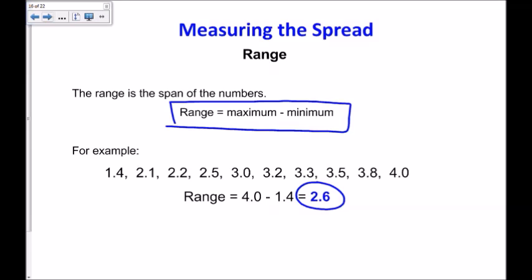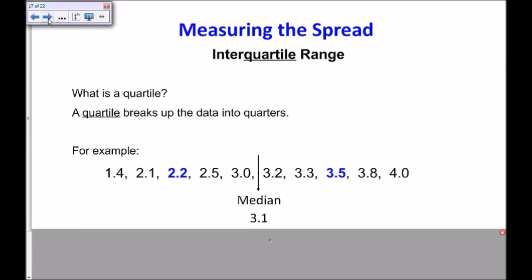Now, the range has some major problems in that it is highly variable if there are outliers, because it just takes the biggest and the smallest number, and so it's not a really reliable way of measuring the spread of a data set. Another way of measuring the spread is by using the interquartile range. Before I can talk about the interquartile range, I must talk about what a quartile is. A quartile breaks up the data into quarters. That's why it's quartile. Now we found earlier that the median is right in the middle here at 3.1.